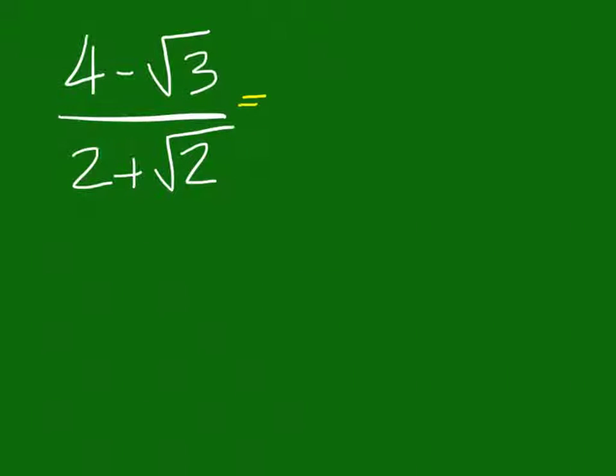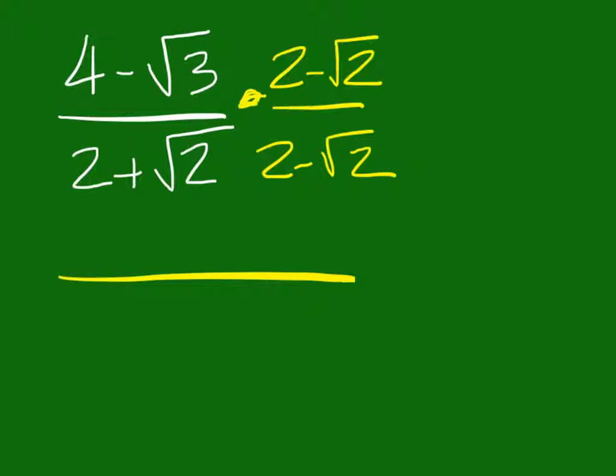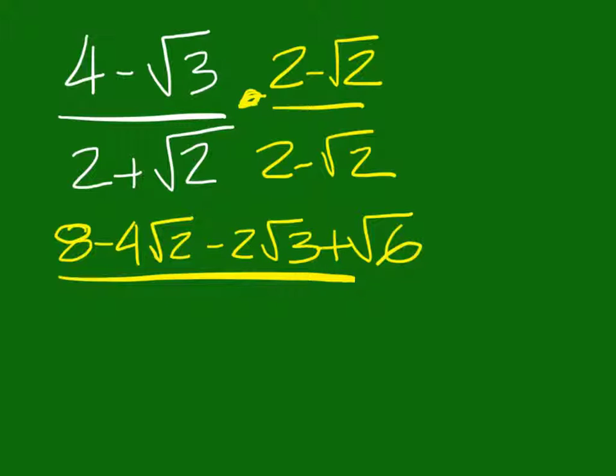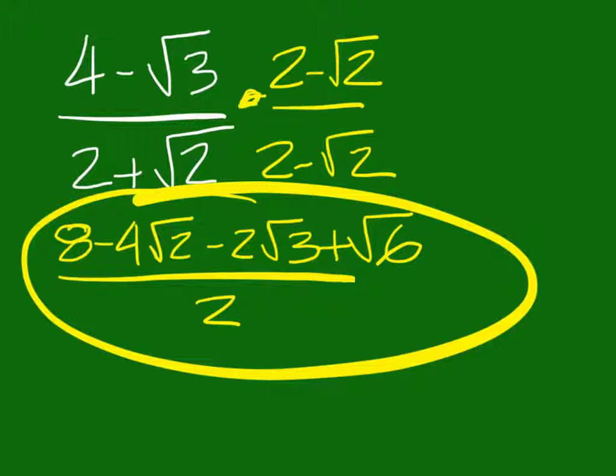On the practice problem, you should be multiplying the top and the bottom by 2 minus square root of 2. So on the top, you will get 8 minus 4 square root of 2 minus 2 square root of 3 plus square root of 6. On the bottom, it'll be a 4 minus 2, which is 2. And there's nothing else that can simplify, so that would be the answer.